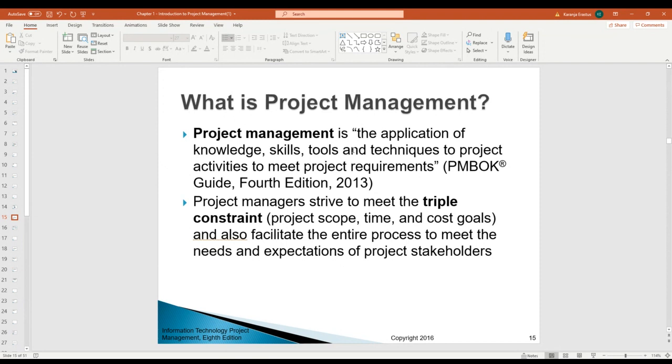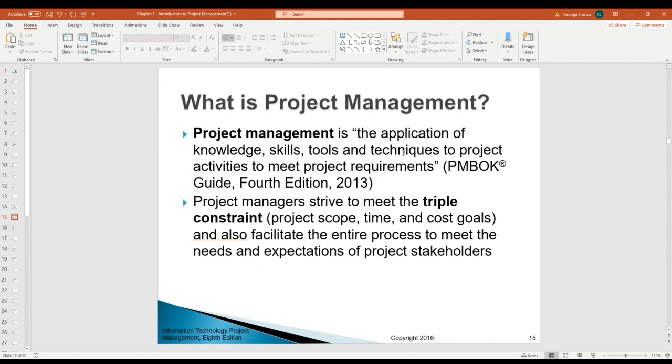So you combine all these: your knowledge, your skills, the tools, and the techniques, and you're doing all of those. You're managing the activities, because a project is going to be made up of different items, different things that you're doing. That's what you call the activities. And you're going to be meeting what? The requirements. What is it that you're trying to achieve in that project? What is the goal? So that's the definition from the PMI book, and usually you'll see that in one of the exams.